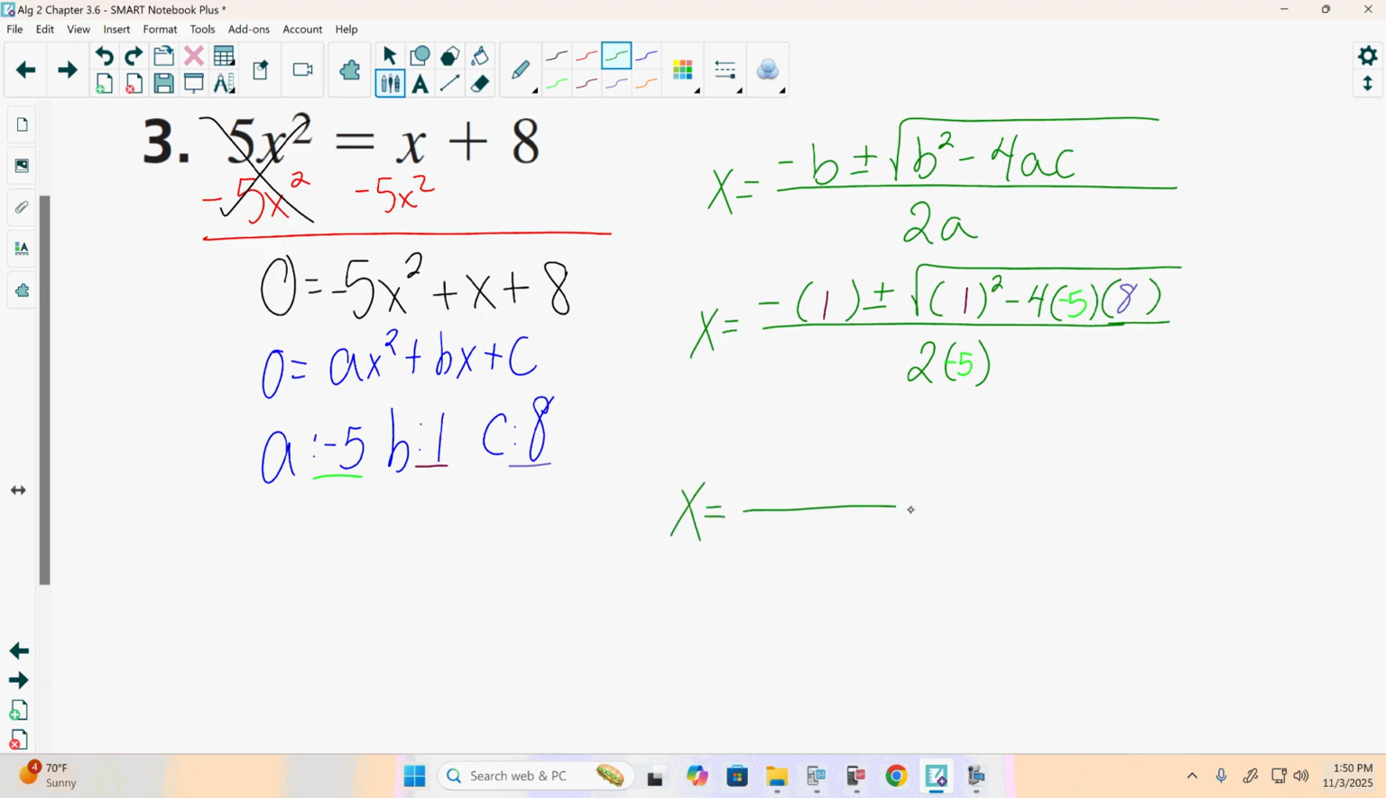And then we need to simplify. Well, -1 is just -1. On bottom, we have 2 times -5, which is -10. Now we need to simplify what's inside the radical. We could do it by hand, saying 1 squared is 1, and then do 4 times -5, which would be -20, times 8, which would be -160, and then 1 minus -160, and find that there.